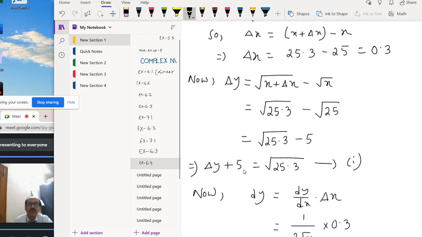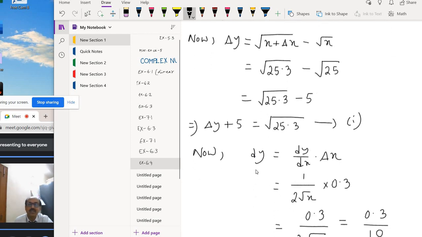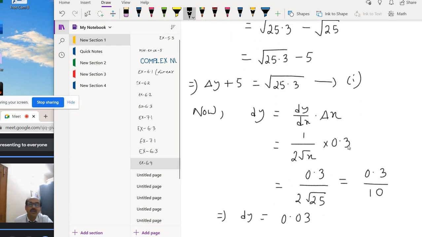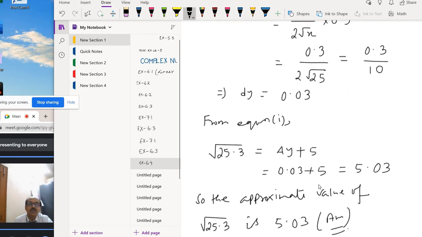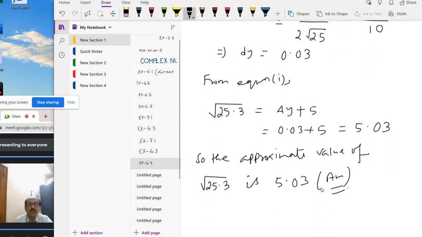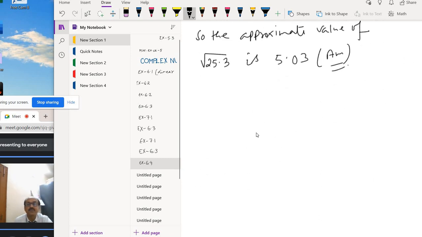Now we know delta y, the increment of y, equal to under root x plus delta x minus root x. So under root 25.3 minus root 25, and root 25 means 5. So delta y plus 5 equal to under root 25.3. Now the differential of y, dy equal to dy by dx into delta x, where delta x equal to 0.3 and dy by dx is 1 by 2 root x with x equal to 25. So it is 0.3 by 10, that is 0.03. From equation 1, 5 plus 0.03 is 5.03. Clear?